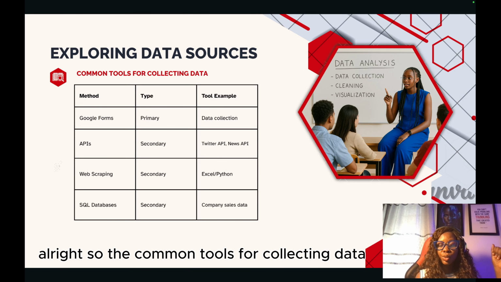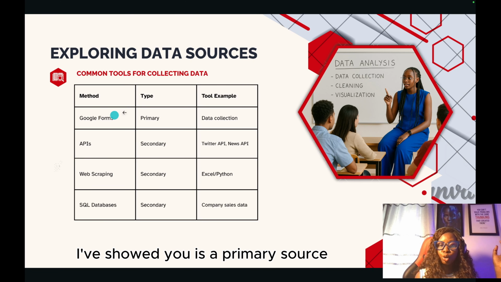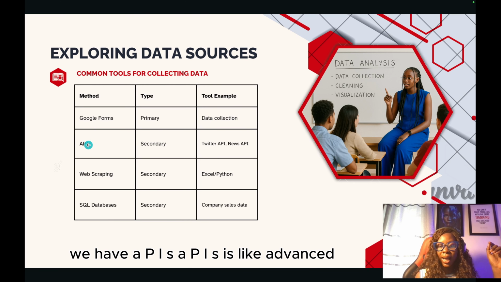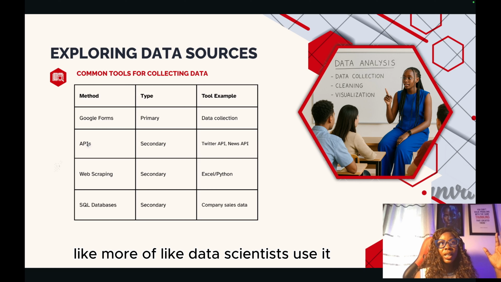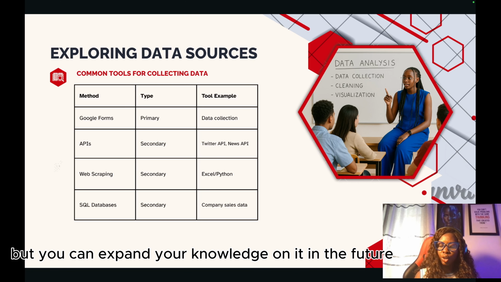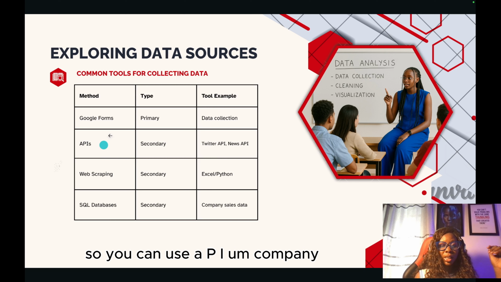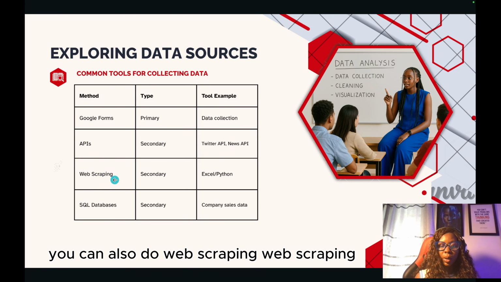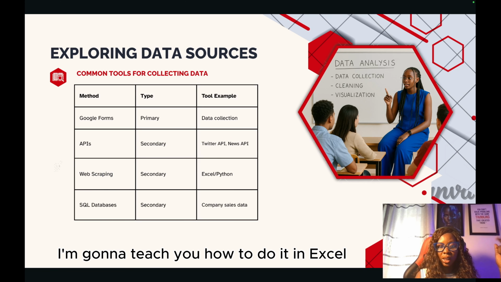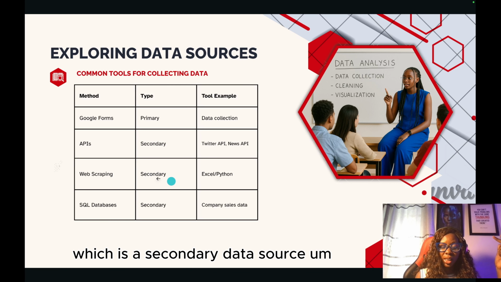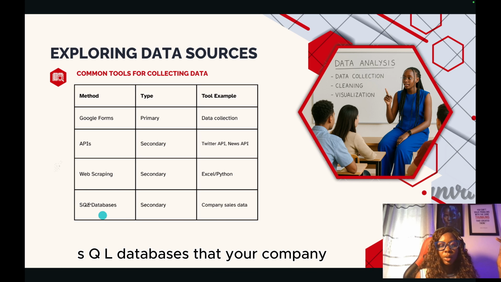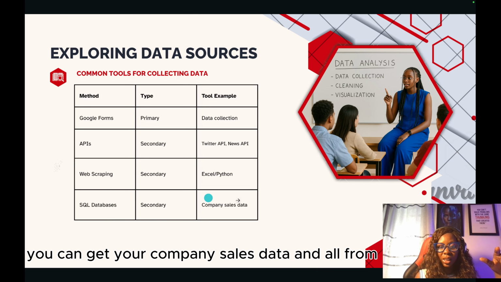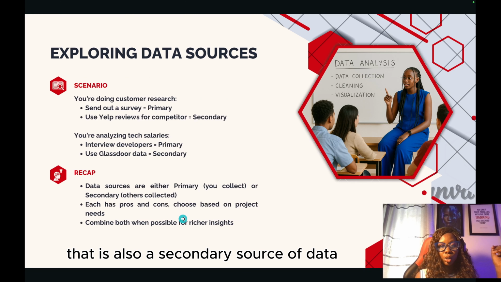All right, so the common tools for collecting data: we have Google Forms, which I've shown you is a primary source. We use this basically for primary data. We have APIs. APIs are more advanced, data scientists use them, but you can expand your knowledge on it in the future. So you can use company APIs to get data sets. You can also do web scraping. I'm going to teach you how to do it in Excel. You can also do it in Python, which is a secondary data source. SQL databases at the company you'll be working for are also a source. Your company sales data is also a secondary source of data.